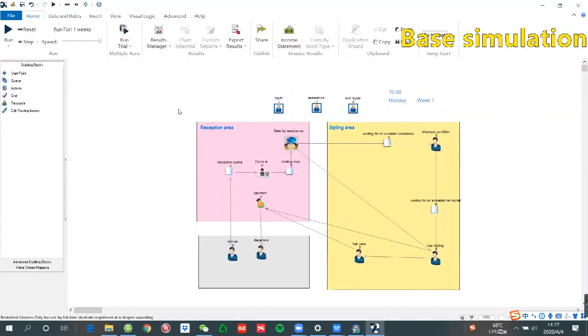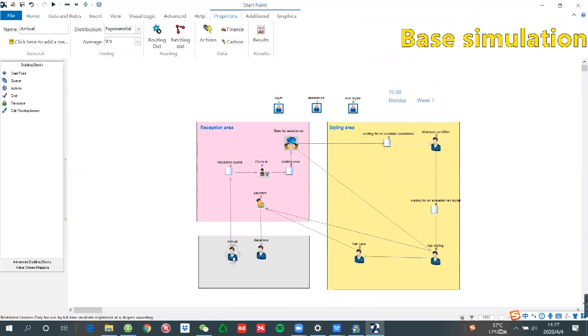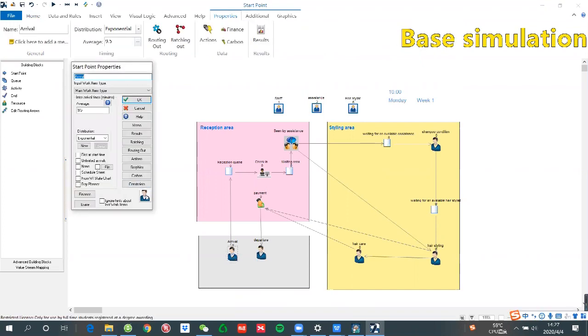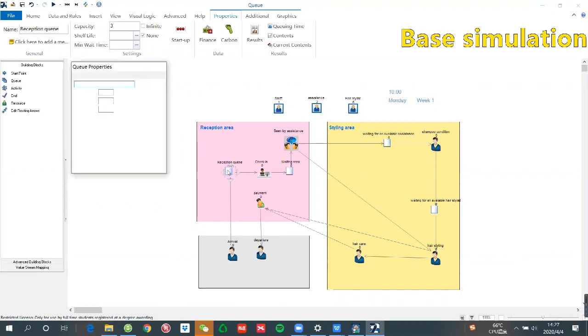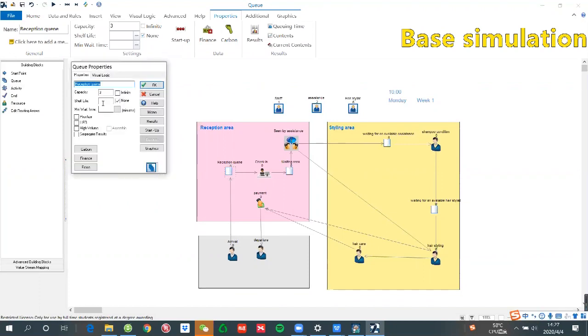So this is our simulation model, and we're using the hair salon as an example. Firstly, we have the arrival. The inter-arrival time for each customer is on average 9.5 minutes. Next we have the reception queue, and the capacity for the queue is 3, so we can handle 3 customers each time.